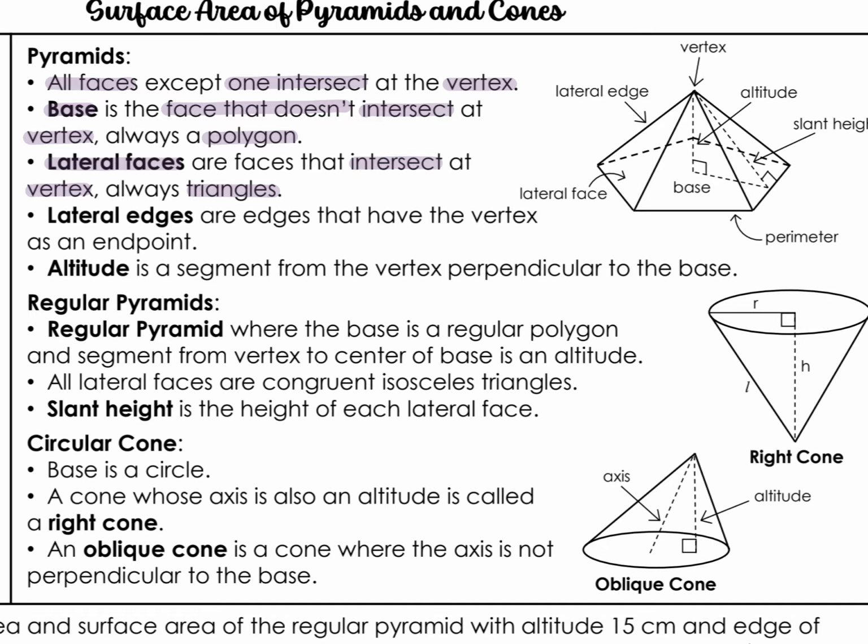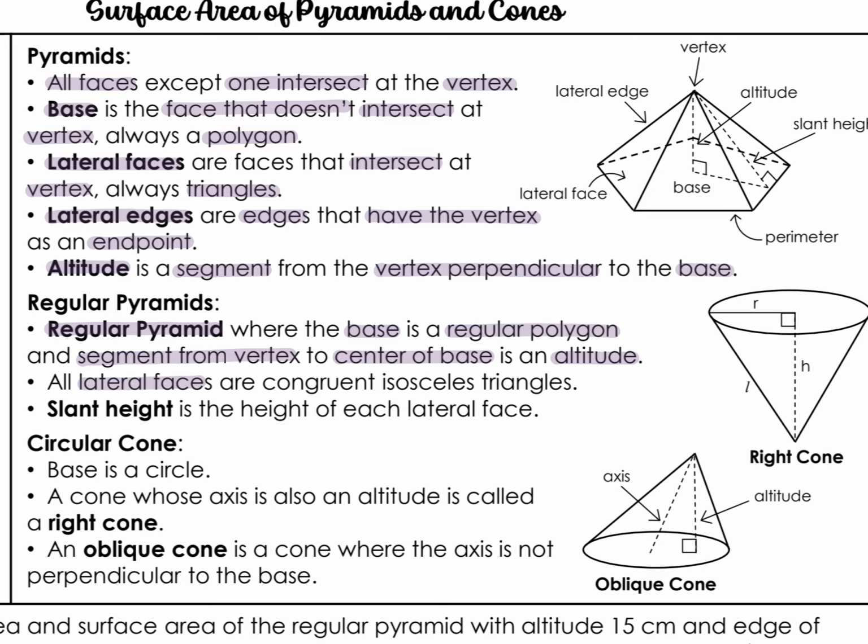Your lateral edges are going to be the edges that have the same vertex as the endpoint. And your altitude is going to be a segment from the vertex so that it is perpendicular to the base. Then moving on, we have our regular pyramids. A regular pyramid is where the base is going to be a regular polygon, and the segment from the vertex to the center of the base is your altitude.